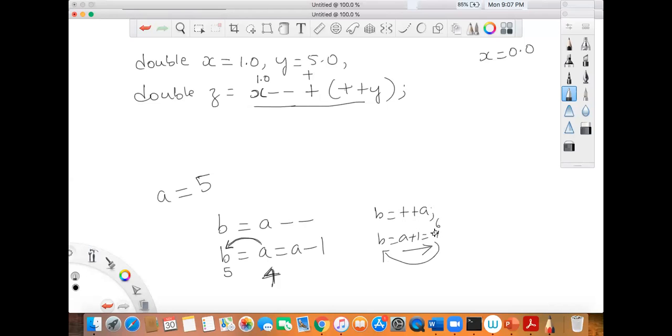So A becomes 6, and B also will be 6. B will also be 6, fetching the value of A after incrementing. Therefore, 5, I am pre-incrementing, therefore it becomes 6.0, correct? Yes, sir. 6.0, right?